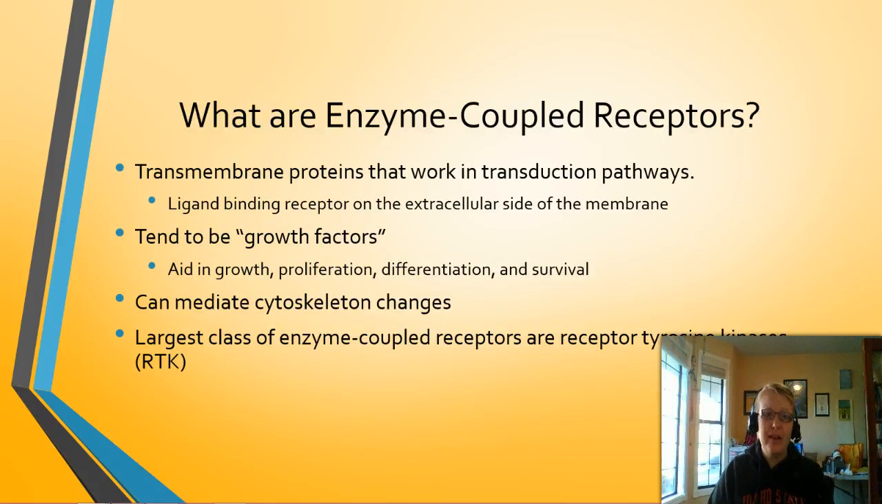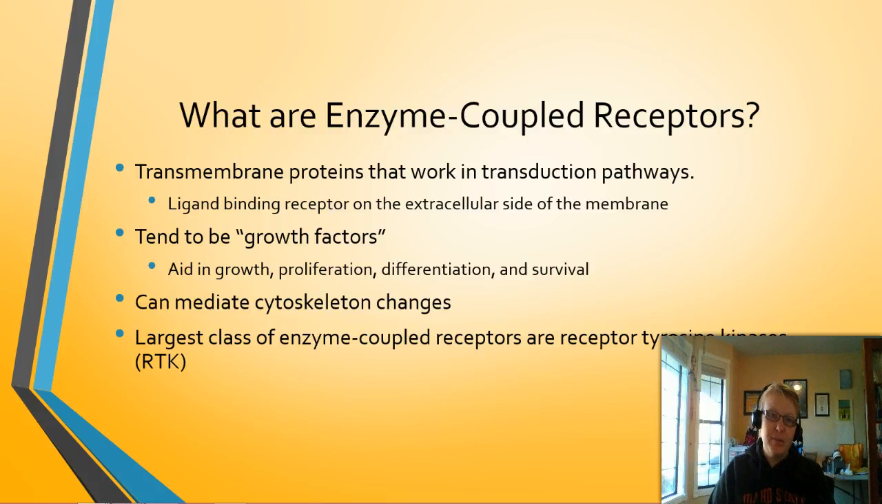Alright, so what are enzyme-coupled receptors? If you remember, when we were talking about lipid membranes, I was talking about how everything's so fluid, and I showed you guys that video from Amgen where everything was moving around. Those things that were moving around, the big proteins, those were enzyme-coupled receptors that they were showing. And what they are is they're transmembrane proteins, and they work in transduction pathways. As opposed to GPCRs, which have 7 pass-throughs, these enzyme-coupled receptors tend to only have 1, which means that they typically form a dimer when they bind to their signal, and we'll talk about that in the next slide.